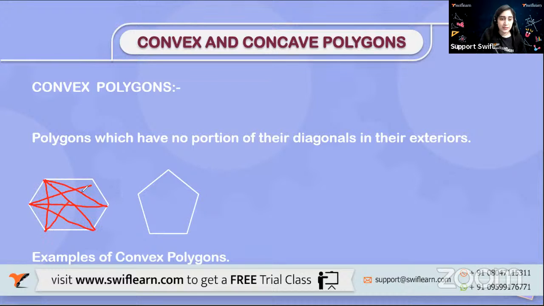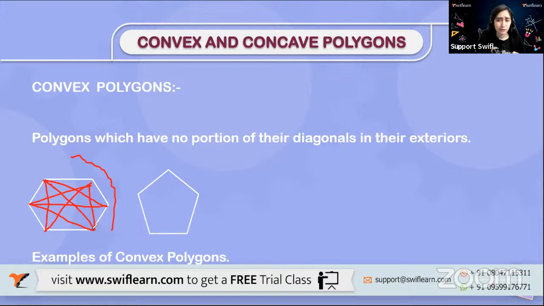From here, we can say we have one more diagonal here. From here, we have all this side left, right? So these are the diagonals, and when we draw all the diagonals, they are inside. So nothing is coming outside the figure. So when this is happening, we say it is a convex polygon.